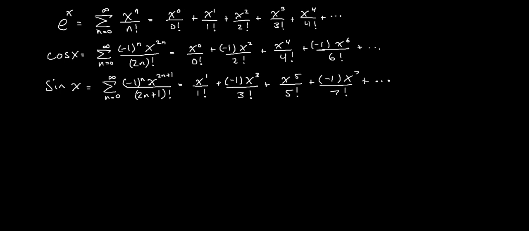So I wanted to experiment by plugging in i times x instead of x into the e to the power of x series. And by the way, i is defined as the square root of -1. So let's plug in e to the power of ix. That's going to be equal to the series from n equals 0 to infinity of (ix) to the power of n over n factorial, because we're replacing x with ix.